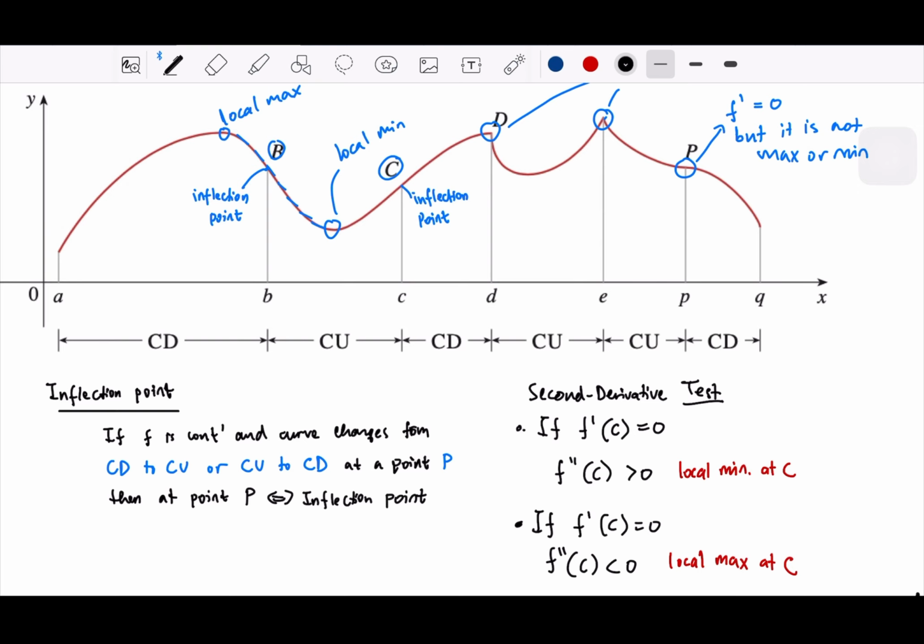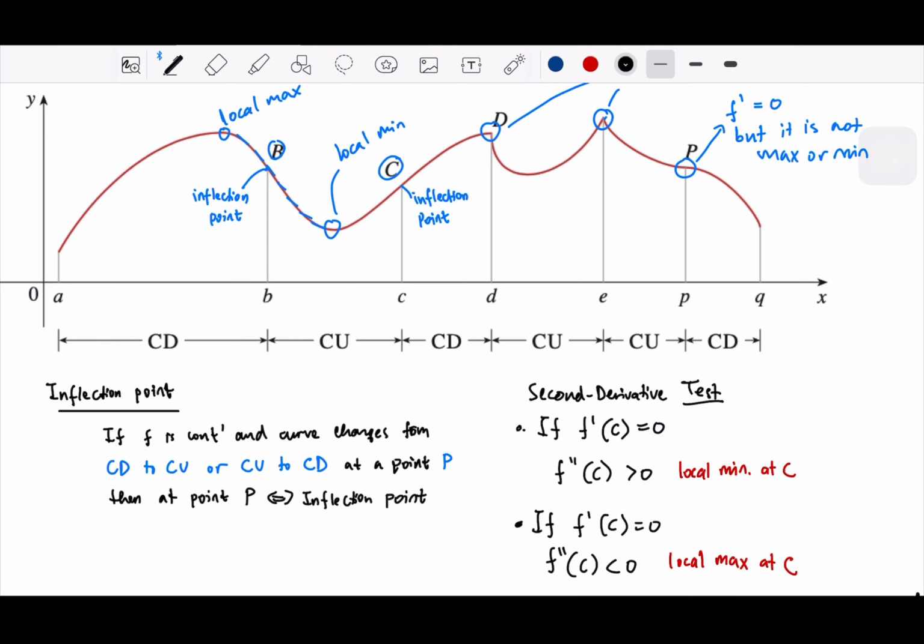The first thing I mentioned in the class is, I typed f double prime equal to 0. It should be f prime of c equals 0. This is the second derivative test to check the local minimum and local maximum. So we could also use this second derivative test to check the minimum and maximum.